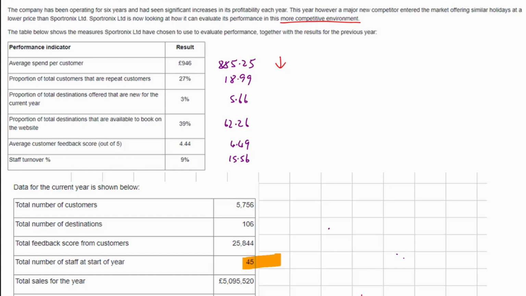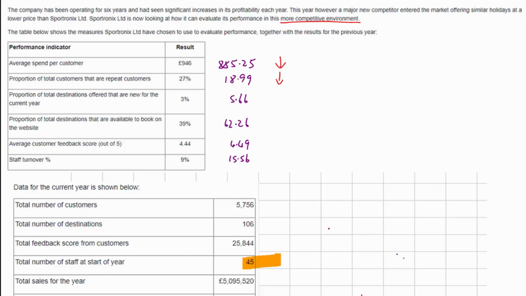Next then, if we compare the proportion of total customers that are repeat customers, we can see that this has also fallen. So 27% of our customers were repeat last year, only 19% now. Again, this has gone down, so make that statement. But then why has it gone down? Again, probably due to the new competitor.